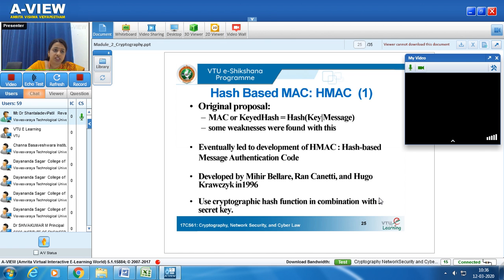And what was the weakness? We had to share a key prior to the communication. In symmetric key cryptography, we have always observed that sharing of the key is a big issue. So we had to move on to another method called HMAC. This HMAC was developed by Bellare, Canetti and Krawczyk in 1996. It uses a cryptographic hash function in combination with a secret key. Let's see how this is done.